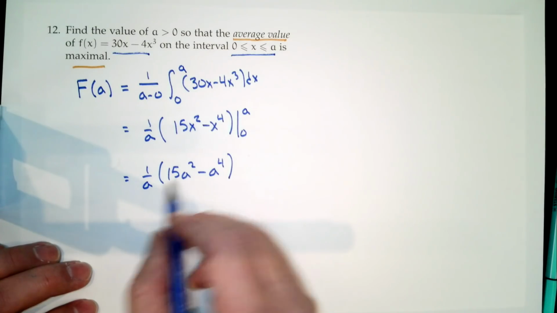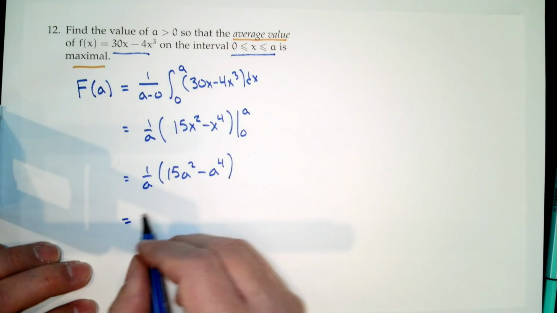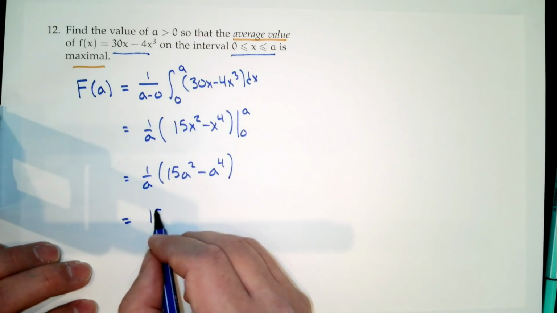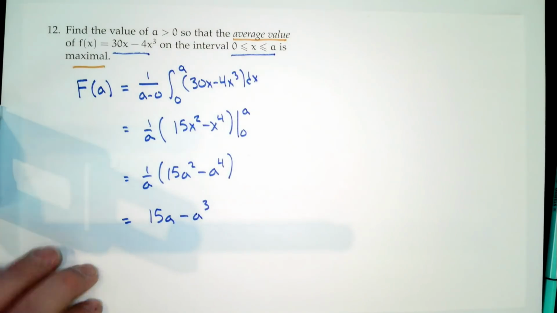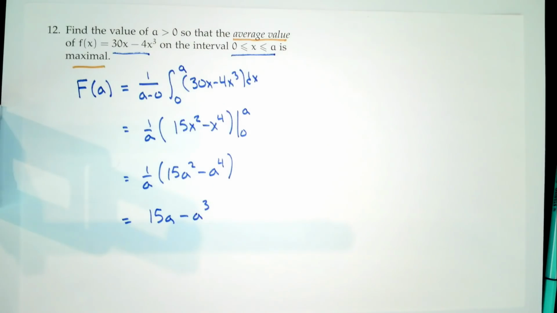And notice everything has an a, so I can divide. So this becomes 15a minus a cubed. So that's the average value given a particular a. You give me an a, that's what the average value over the interval between 0 and a is. Now we're trying to optimize this, in particular we're trying to maximize this.